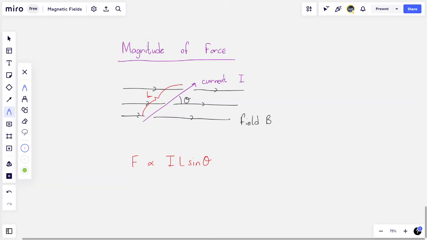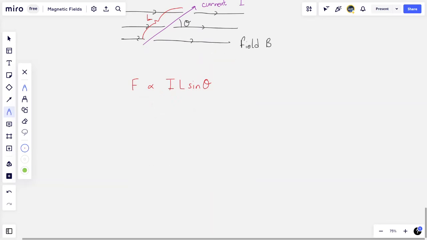Okay, but what we actually want is the perpendicular component of the force. Actually, we can convert this, let's first convert this into an equation. We get F is equal to, remember, if we're going from something that's a proportionality to an equation, we have to add a constant of proportionality. In this case, the constant is B. So F is BIL sine theta, where B here is the magnetic flux density.